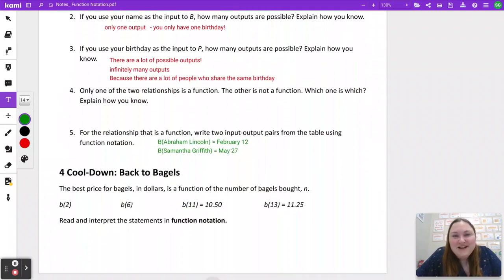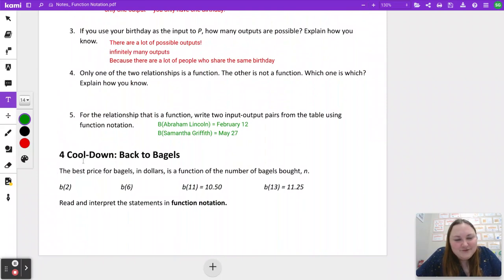A great way for you to check and see where you're doing on this concept is this cool down here at the end. It goes back to that warm-up we had done yesterday with the bagels, where we were talking about how many bagels you were buying and then the best price for those bagels. So for that cool down, we've got the best price for bagels in dollars is a function of the number of bagels bought, which we're going to use N to represent. There are four statements right here. See if you can read each of these and interpret those statements that are written in function notation. One last time, go ahead, pause the video now, and try this cool down.